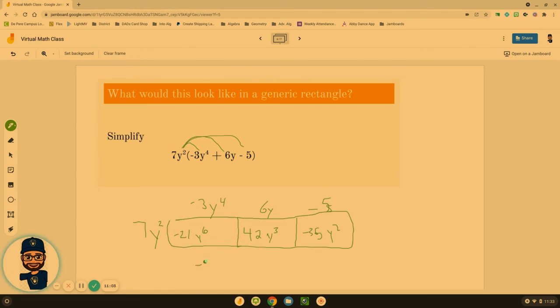meaning our final simplified version would look like negative 21 y to the sixth plus 42 y to the third minus 35 y squared. Can't add or subtract any of those together because they don't have the exact same variable with the same exponent.